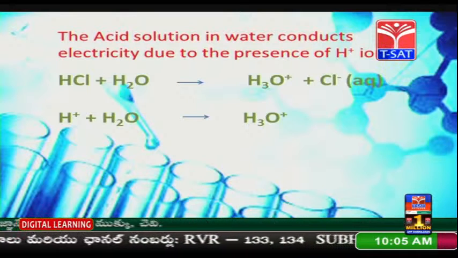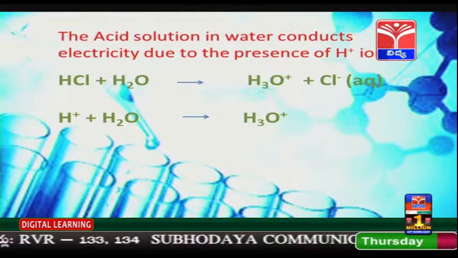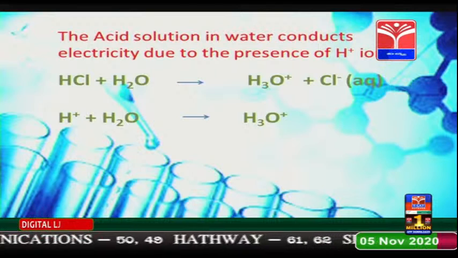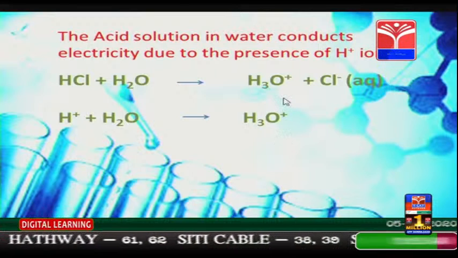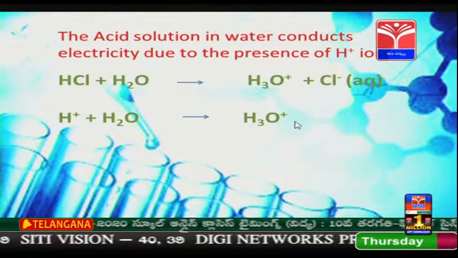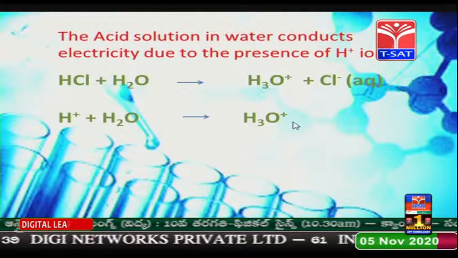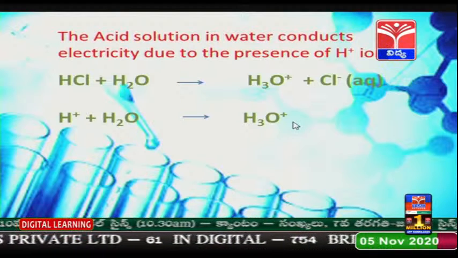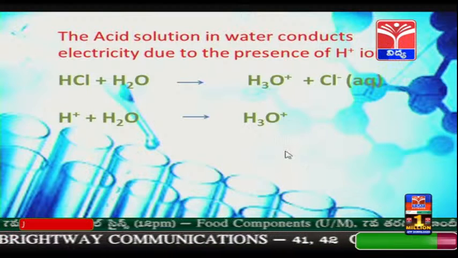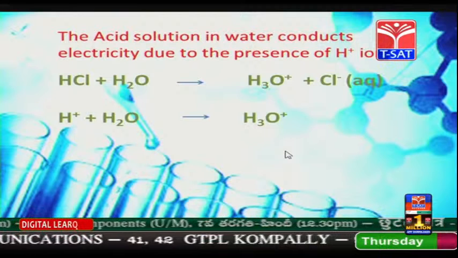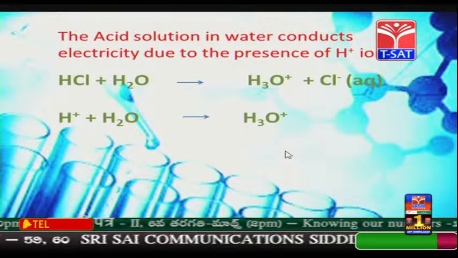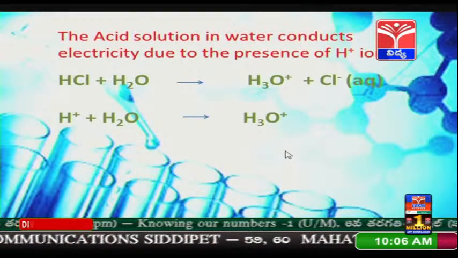HCl, when put in distilled water, dissociates into H3O plus and Cl minus. H3O plus is the hydronium ion. How do we get the hydronium ion? When HCl dissociates into H plus and Cl minus, each H plus ion is associated with 4 to 6 molecules of water to form the H3O plus hydronium ion, and this hydronium ion contributes to the conduction of electricity in the acid solution.